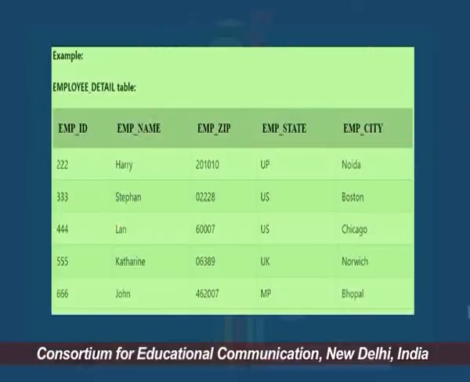Now let us take one more example for the sake of clarity. Here we have a table named employee detail, and the fields are employee ID, employee name, employee zip, then we have state and employee city. So we can say there are 5 attributes here. From this you can easily make out which one is the candidate key, and then we will keep adding other attributes to it to make the super key.